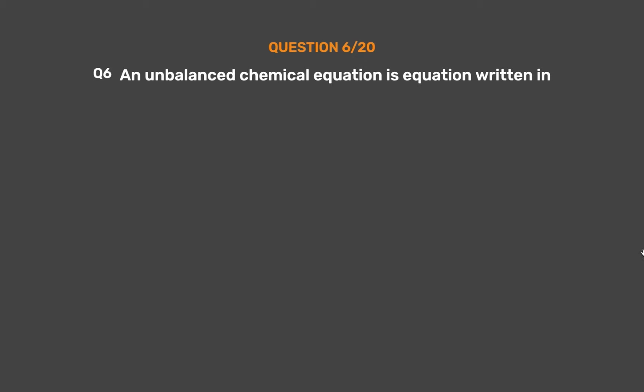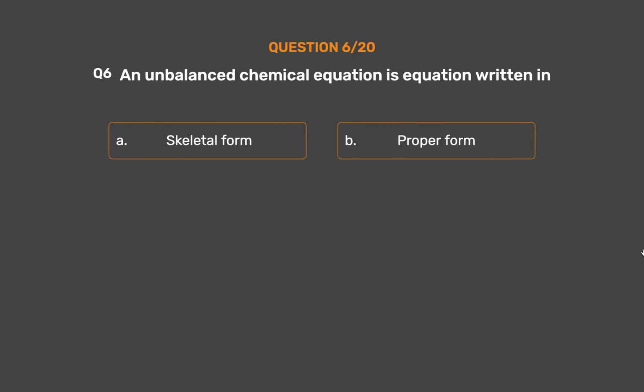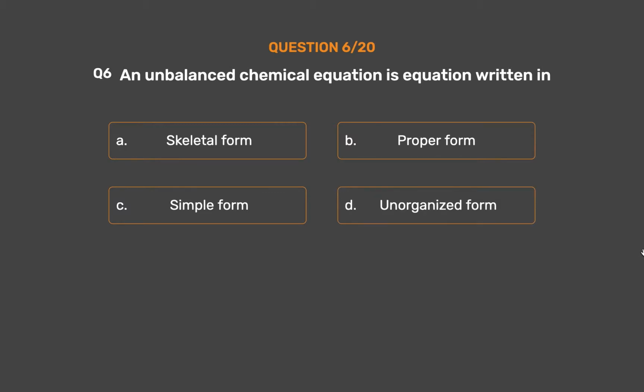Question number 6. An unbalanced chemical equation is equation written in Option A. Skeletal form. Option B. Proper form. Option C. Simple form. Option D. Unorganized form.